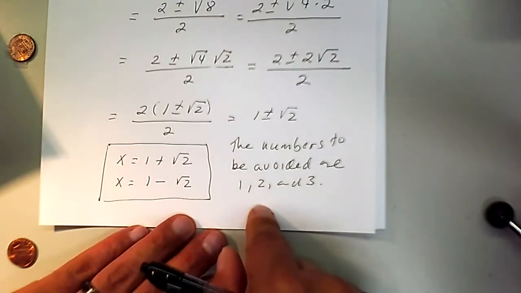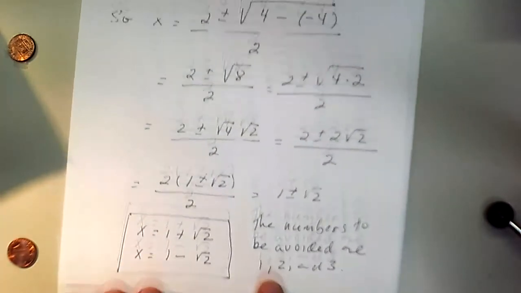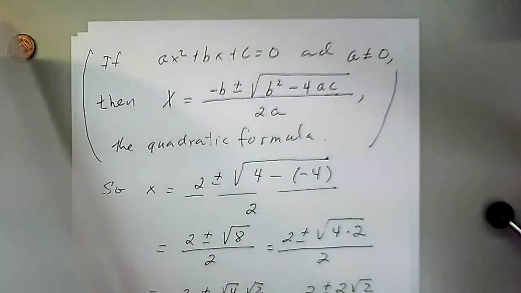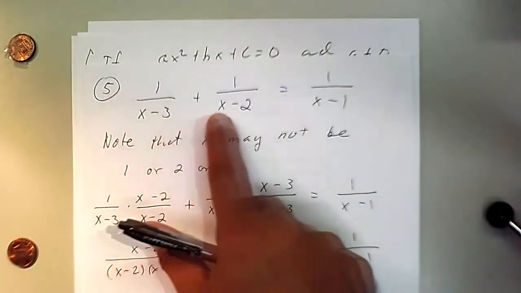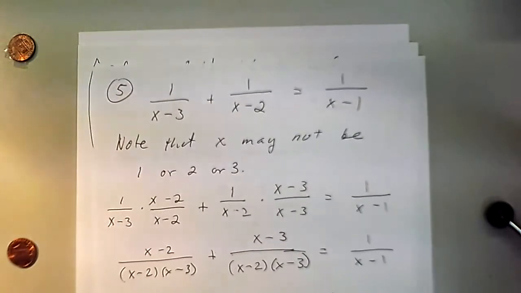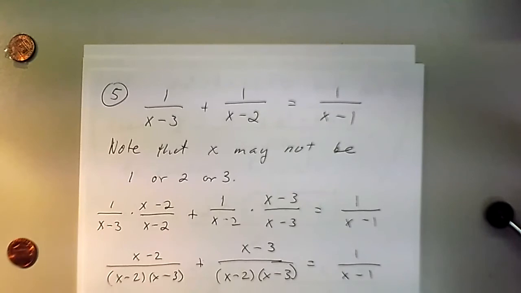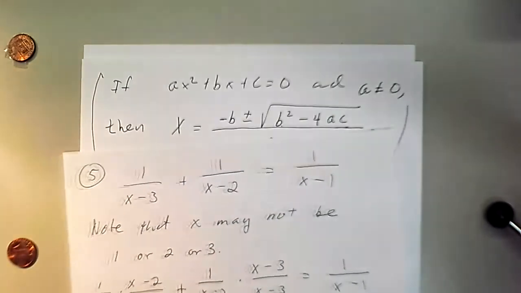So this is an example of a rational equation. Remember, a rational equation is an equation that has at least one variable in at least one fraction, in the denominator rather, of one fraction.